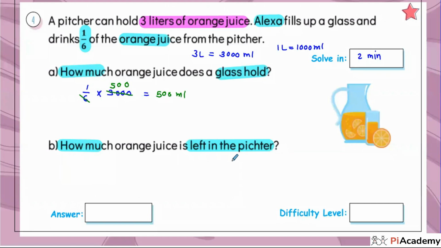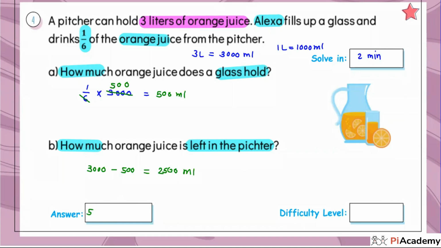Now the next question is about how much orange juice is left in the pitcher. So if Alexa fills up a glass of 500 ml, then what is left in the pitcher? That's very clear. 3 liters is nothing but 3000 ml, and you have to subtract 500 ml from it. So it's 2500 ml. So the required answers are 500 and 2500.